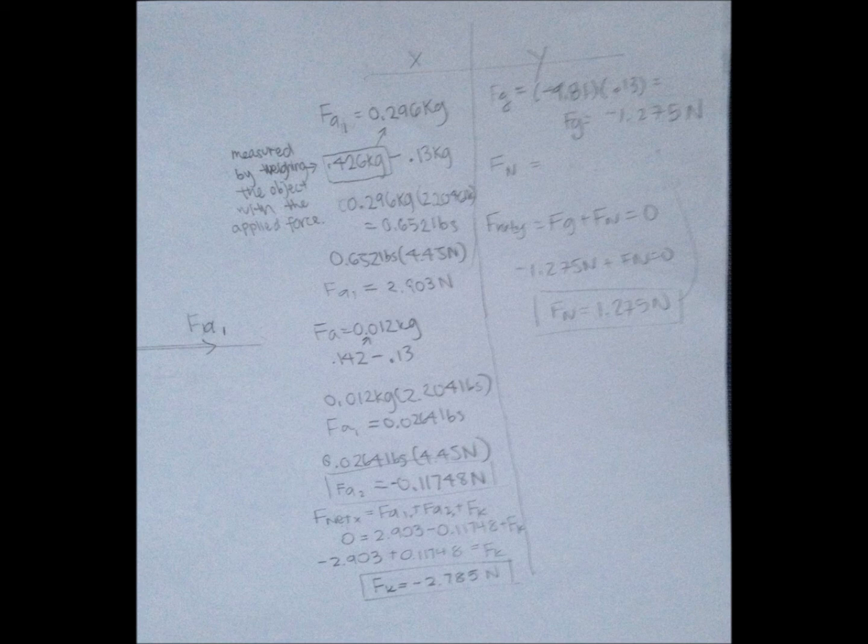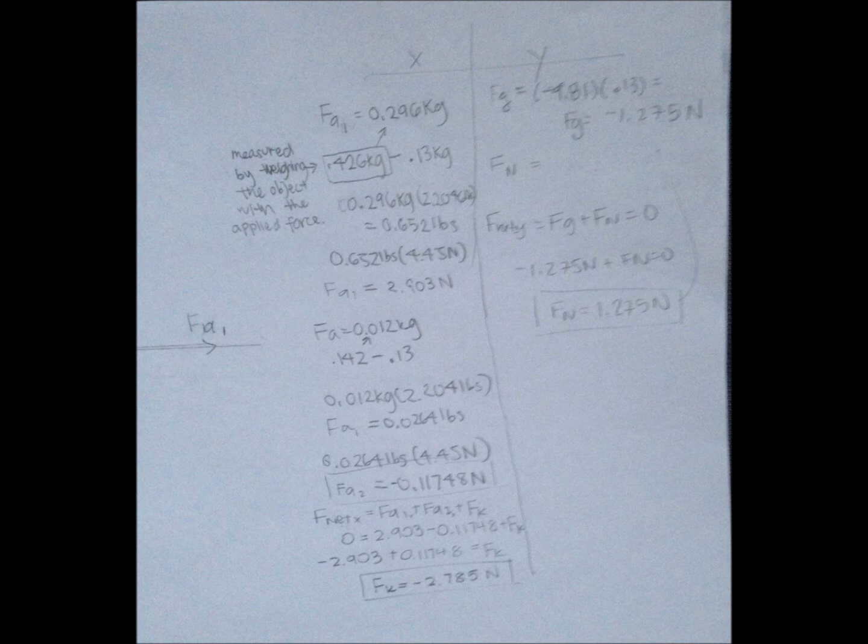To measure Fa1, we apply the same force on the box on the weigher to find 0.426 kilograms. By subtracting 0.13 kilograms from 0.426 kilograms, we get 0.296 kilograms. To convert 0.296 kilograms to pounds, we multiplied it with 2.2046 pounds because 1 kilogram equals 2.2046 pounds to get 0.652 pounds. Then, multiply 0.652 pounds with 4.45 newtons to get 2.903 newtons for Fa1 because 1 pound equals 4.45 newtons.